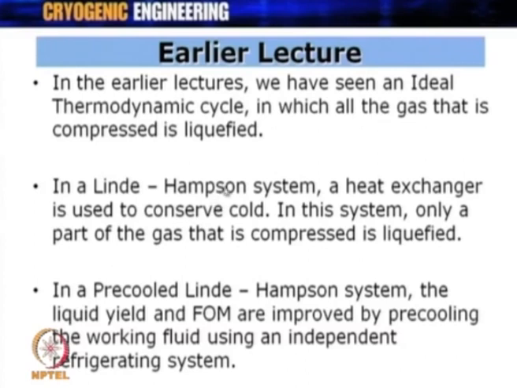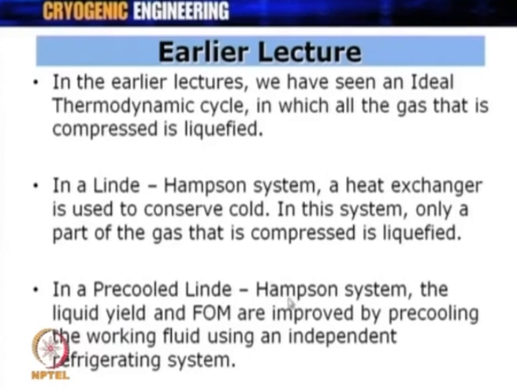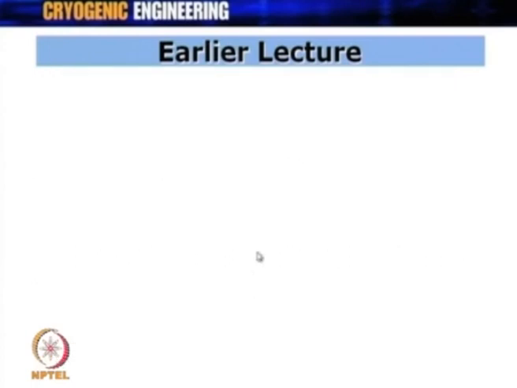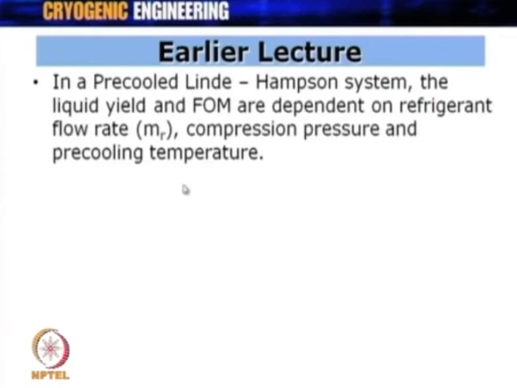Then came several modifications of the Linde-Hampson system itself, one of which is the pre-cooled Linde-Hampson system, in which the liquid yield and the figure of merit get improved by pre-cooling the working fluid using an independent refrigerating system. In this pre-cooled system, we have one more auxiliary system added to the major system, and this auxiliary system runs a refrigeration cycle which pre-cools the gas when it enters the heat exchanger. Thereby the liquid yield and the figure of merit get improved.